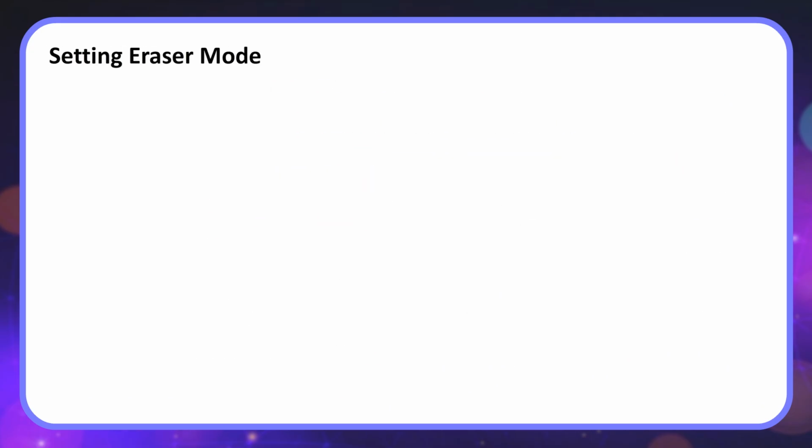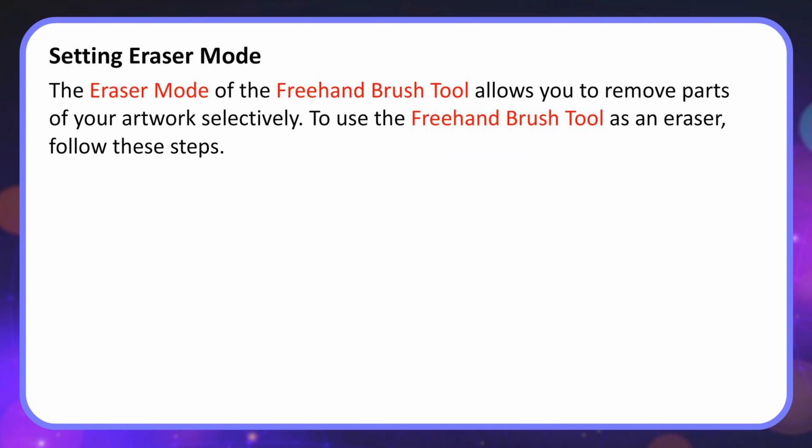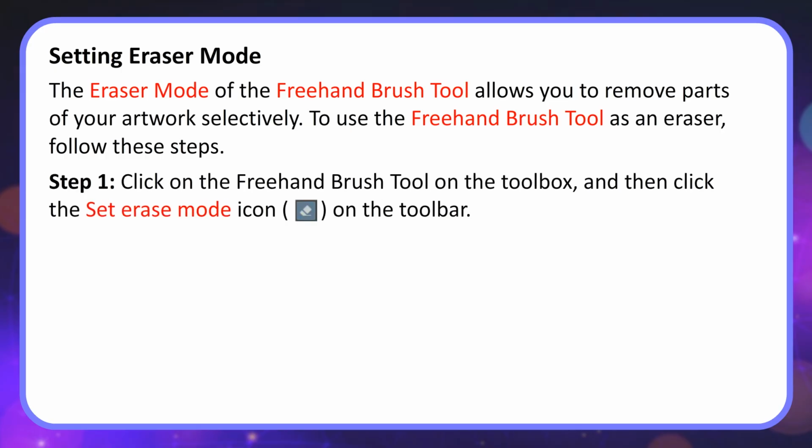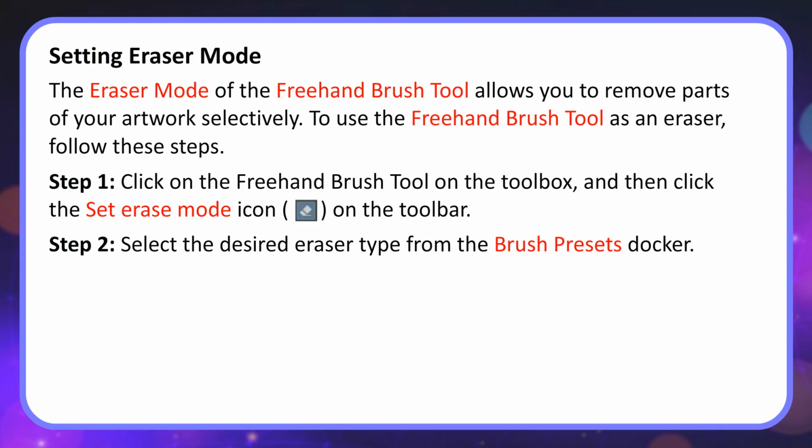Setting eraser mode. The eraser mode of the freehand brush tool allows you to remove parts of your artwork selectively. To use the freehand brush tool as an eraser, follow these steps. Step 1. Click on the freehand brush tool on the toolbox, and then click the Set Erase Mode icon on the toolbar. Step 2. Select the desired eraser type from the brush preset docker.